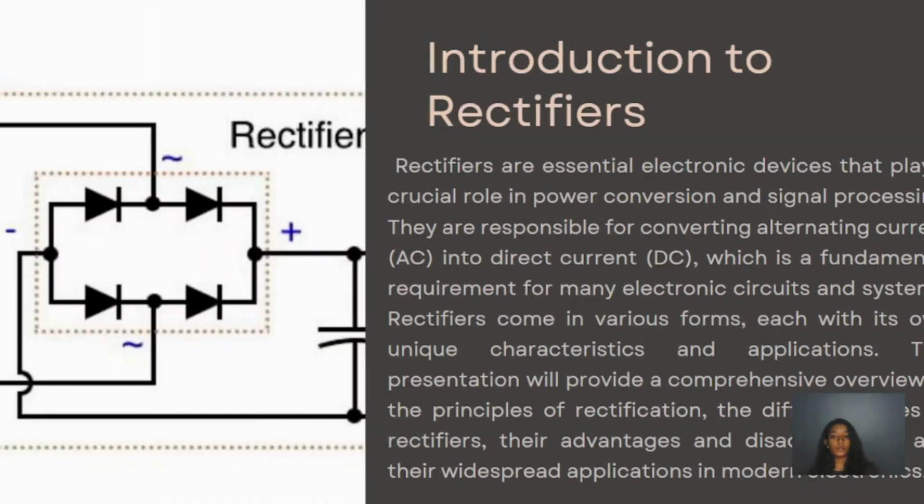In this video, we'll be seeing about rectifiers, mainly full wave rectifiers. Introduction to rectifiers. Rectifiers are essential electronic devices that play a crucial role in power conversion and signal processing. They are responsible for converting alternating current AC into direct current DC, which is a fundamental requirement for many electronic circuits and systems. Rectifiers come in various forms, each with its own unique characteristics and applications.